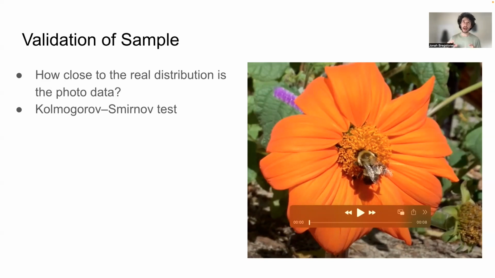The question we're asking is, how likely is it that the photo data set and the video data set's arrival data were drawn from the same probability distribution? And this type of question is answered with a statistical test like the Kolmogorov-Smirnov test, which gives you a p-value for that answer. We only have preliminary results right now.